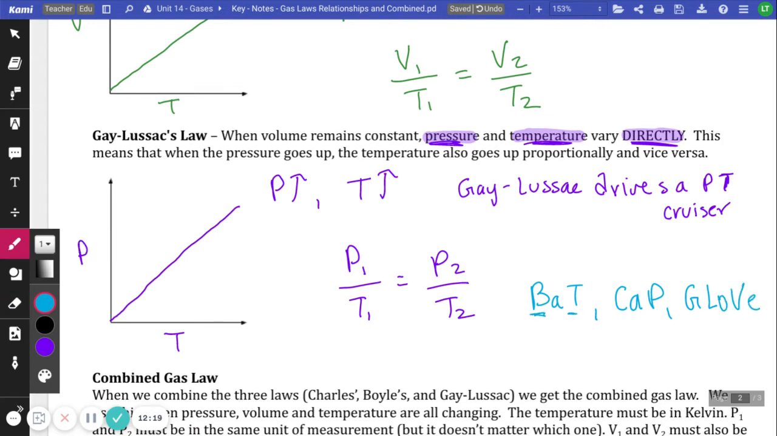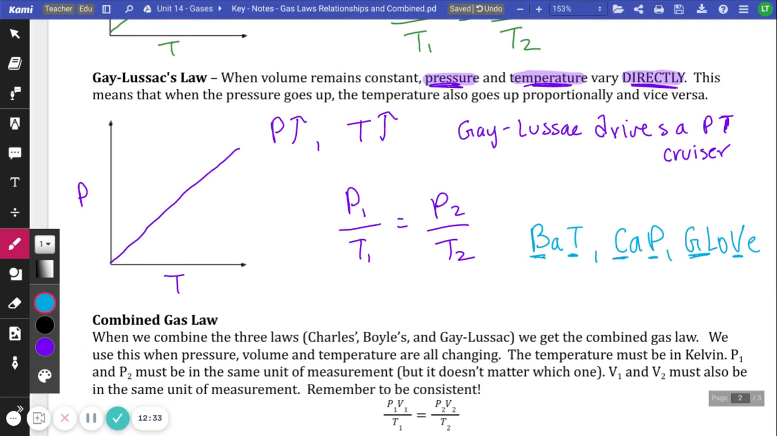So for Boyle's law, temperature is constant. Charles' law, pressure is constant. And Gay-Lussac's law, volume is constant. So bat, cap, glove. Just whatever makes sense for you, but just to remember those different relationships.